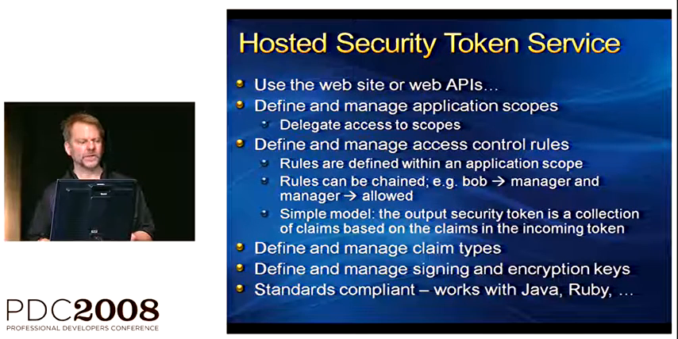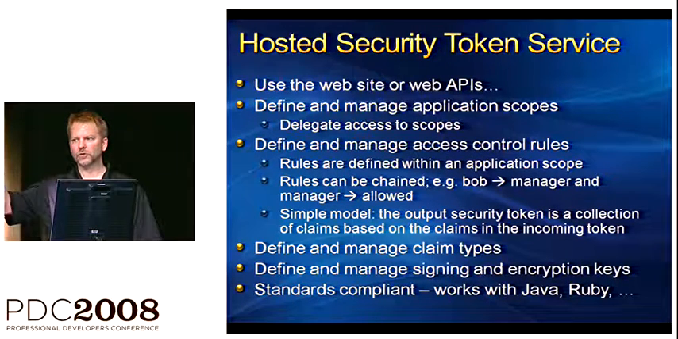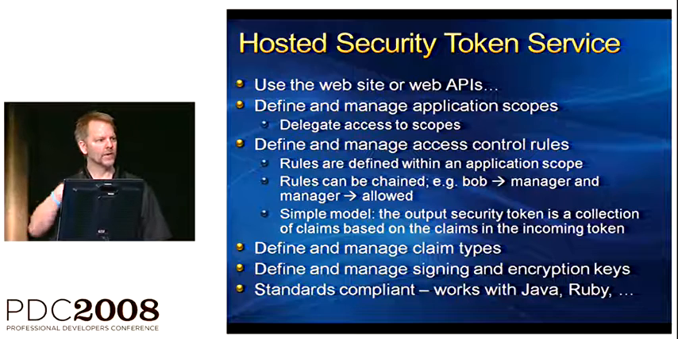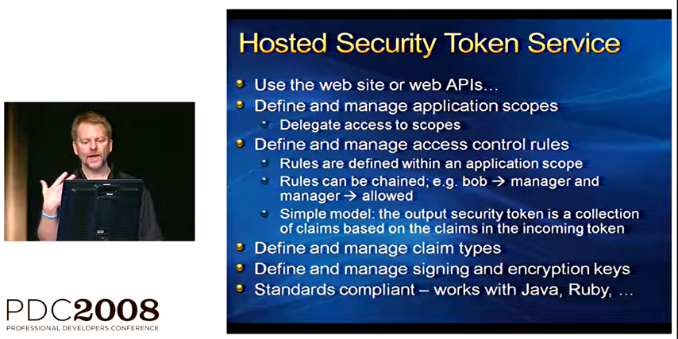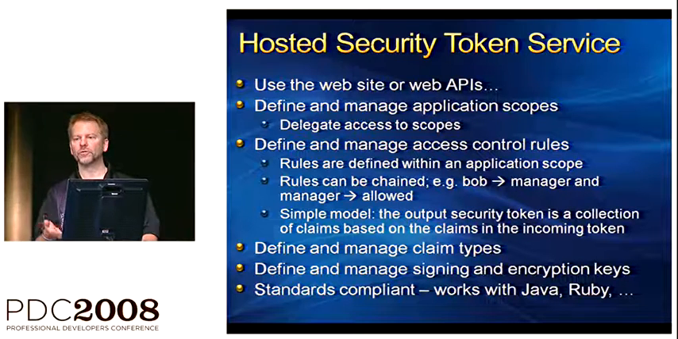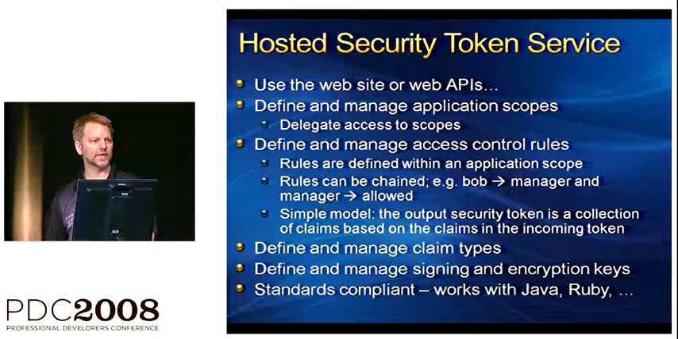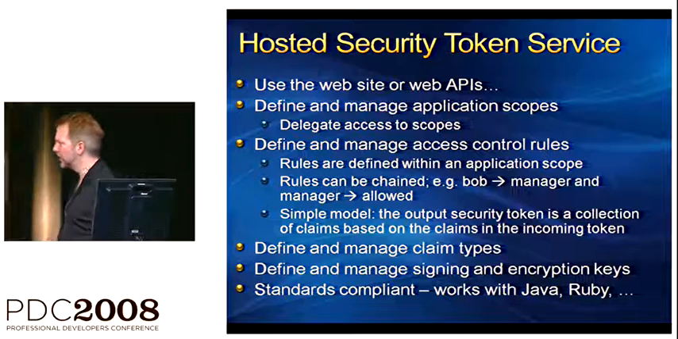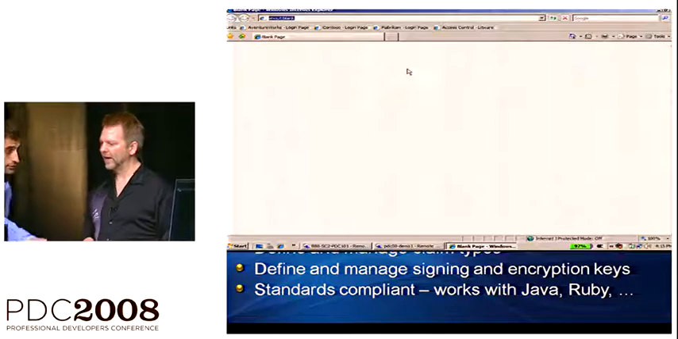We talked about the input to output claim mapping. We can define new types of claims. We can manage the various credentials that are used by the relying party and the requesting party to sign things. And again, this all works in a way that's very standard. So we use, for example, Sun's libraries to test against these things. So let's see a quick example of this in action.